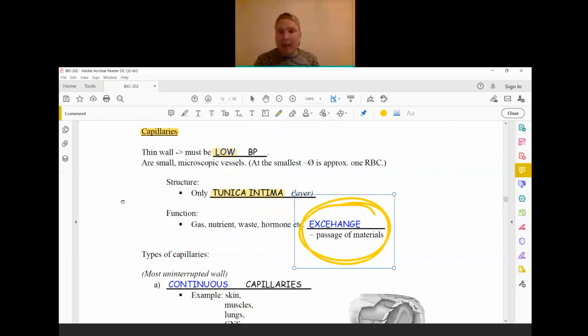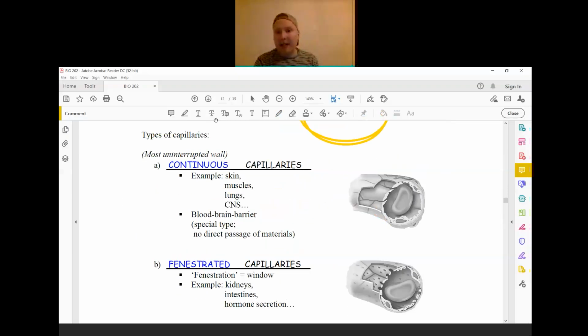The first one is continuous capillaries. What you'll notice about the continuous capillaries is that the cell wall of these, all of the cells, are connected. So it's a continuous layer. There are some examples where we find them at the skin, muscles, lungs, central nervous system.